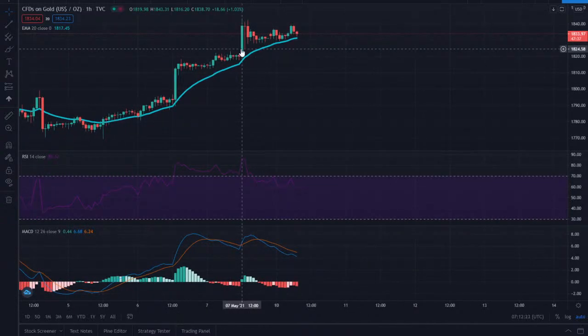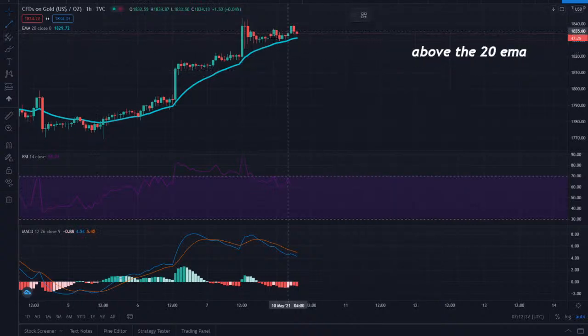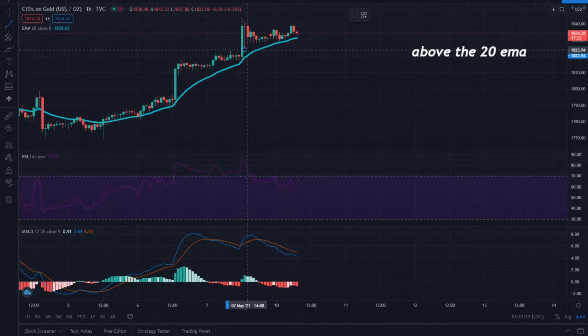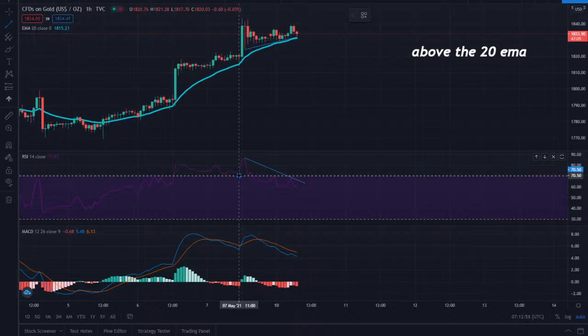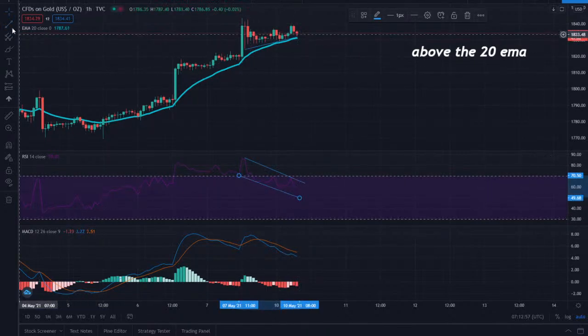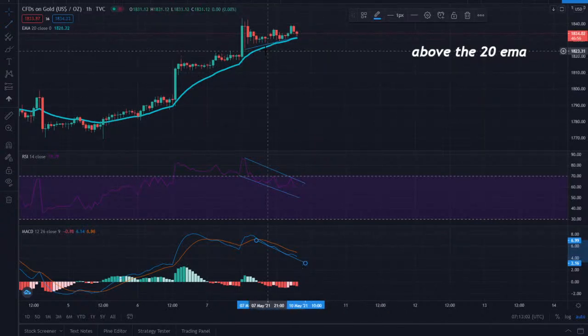we are trading way above the 20 EMA. What was that? May 7th. So we've been on a bullish trend since Friday, while at the same time the RSI has been going lower, as well as the MACD, which means we have here a divergence.